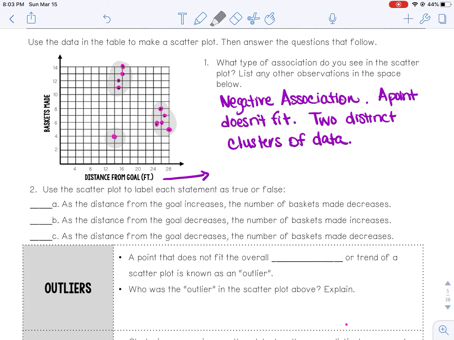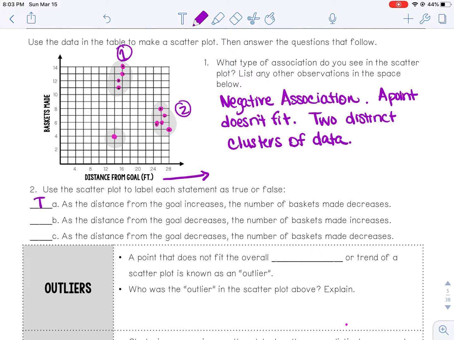So we're going to answer these questions down here. A: As the distance from the goal increases, the number of baskets made decreases. Absolutely. You're looking at this first grouping up here compared to this second grouping right here. The further they get away from the goal, the number of baskets made decreases.